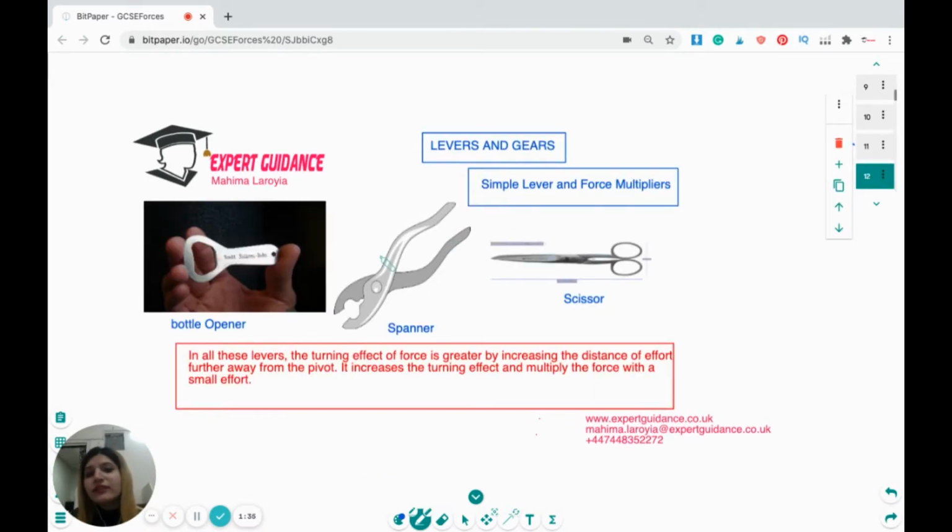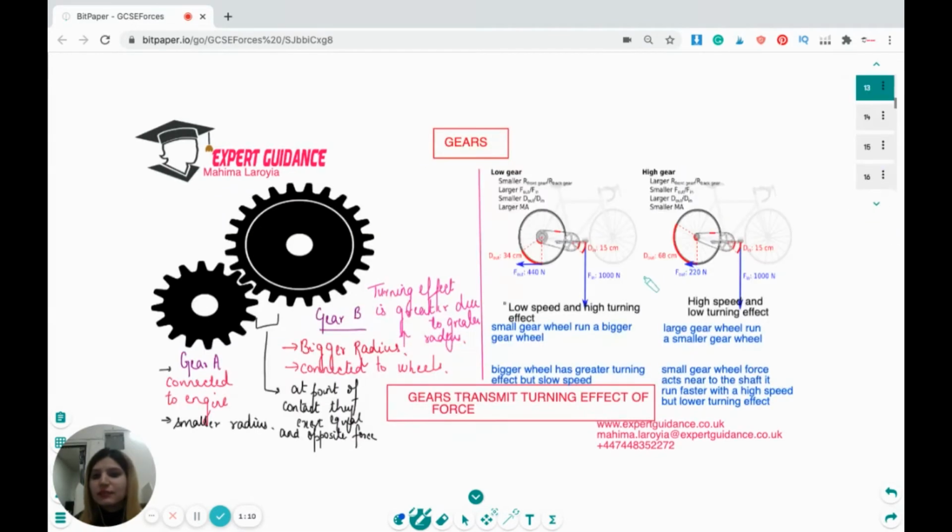Now, what are levers and gears? Levers are basically where the turning effect of the force is made greater by increasing the distance of the effort further away from the pivot. It increases the turning effect and it multiplies the force with a small effort. So bottle openers, spanners, and scissors are examples of some of the simple levers.